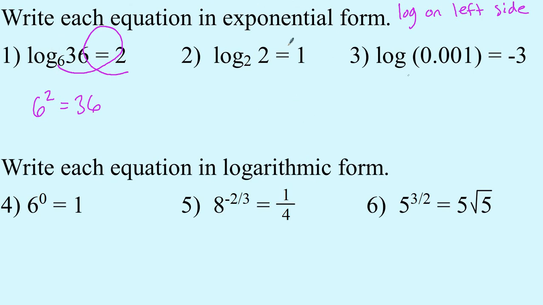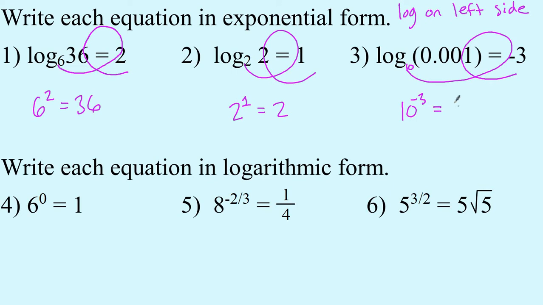All right. Try these next two. Do a loop-de-loop. So 2 to the first power equals 2. Do a loop-de-loop. A lot of people miss this one. The base isn't written. That's base 10. 10 to the negative 3 equals 0.001. We can double check them because look, 6 squared is 36. 10 to the negative 3 is 0.001, right? Put it in your calculator.